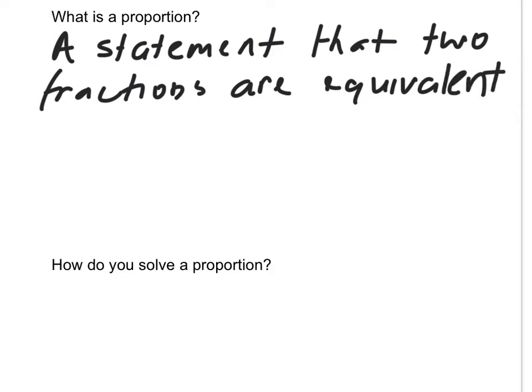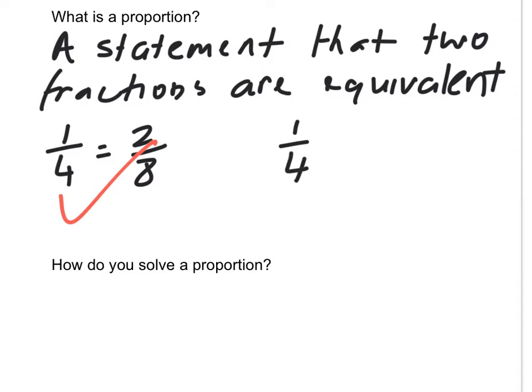Alright? For example, if I say 1 over 4 equals 2 over 8, that tells you that 1 over 4 equals 2 over 8, so it's a statement that two fractions are equal, and it's true, so that is a proportion. If I say 1/4 equals 3/5, those two fractions are not equal. That does not give you a proportion. So when you state that two fractions are equivalent, that means you have a proportion. It obviously must be true as well.